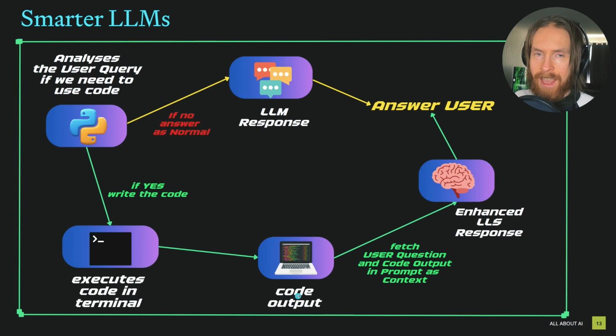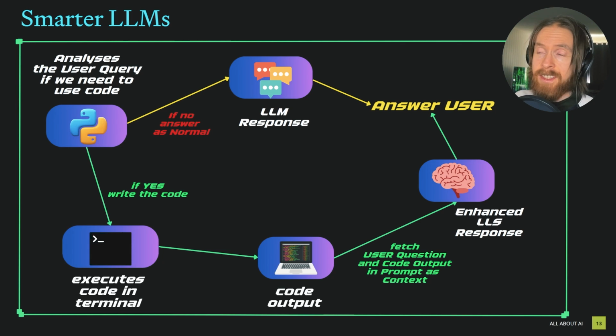We're going to take that output and fetch the user question, and we're going to feed the code output into a prompt as context. Think of it a bit more like RAG, and this will enhance the LLM's response, and we can bring that answer back to the user. So like I said, it's pretty much inspired by the code interpreter, but you can use it on local models, you can use it on any kind of model you want, right?